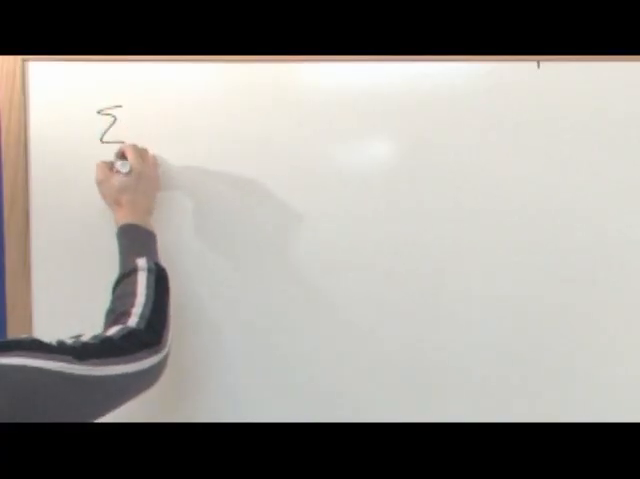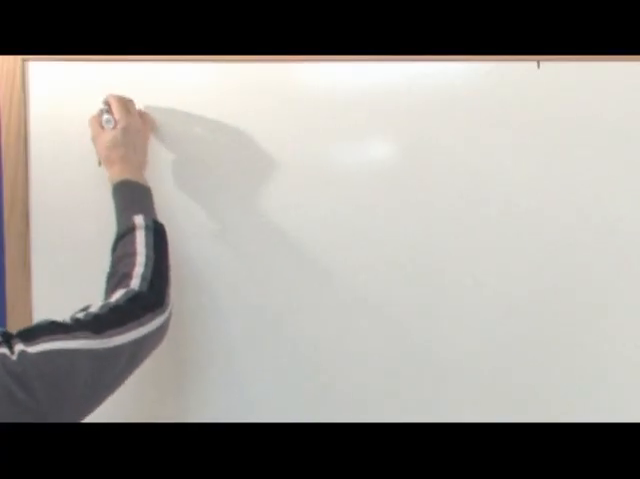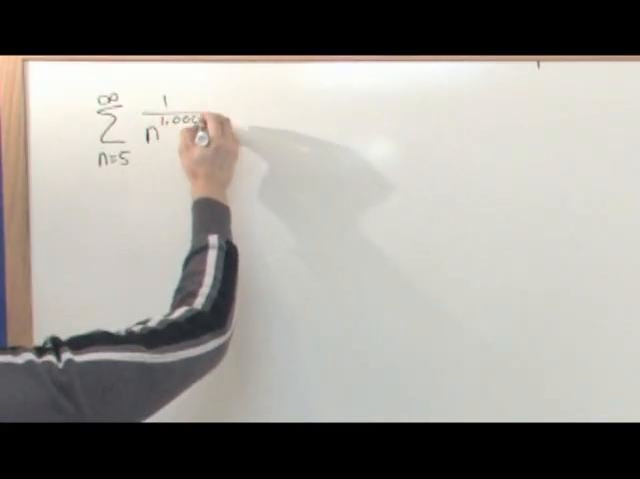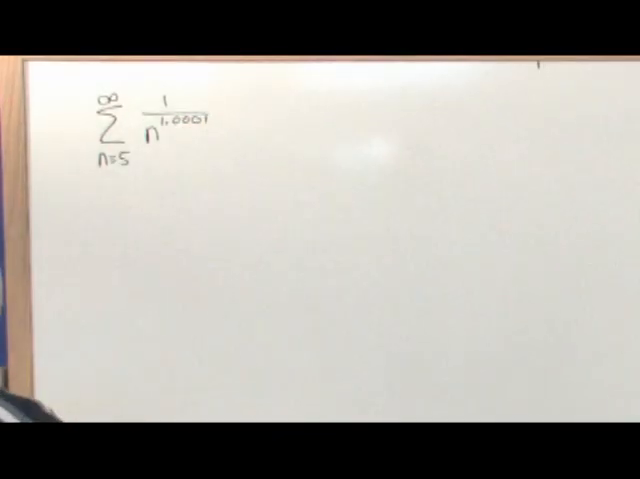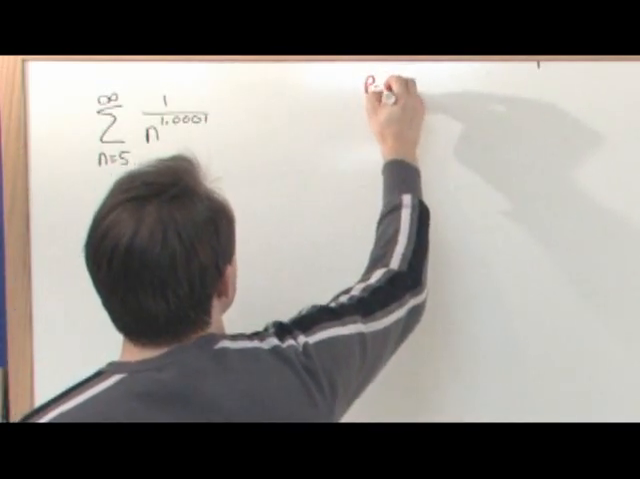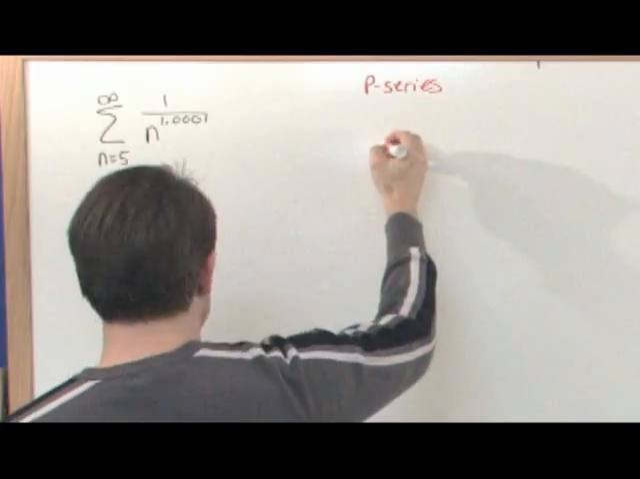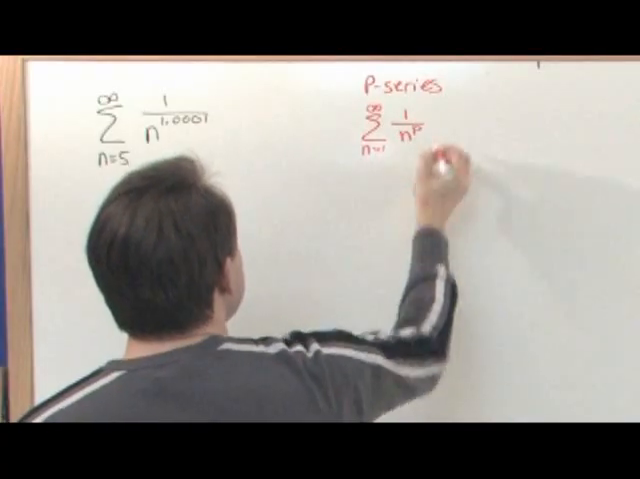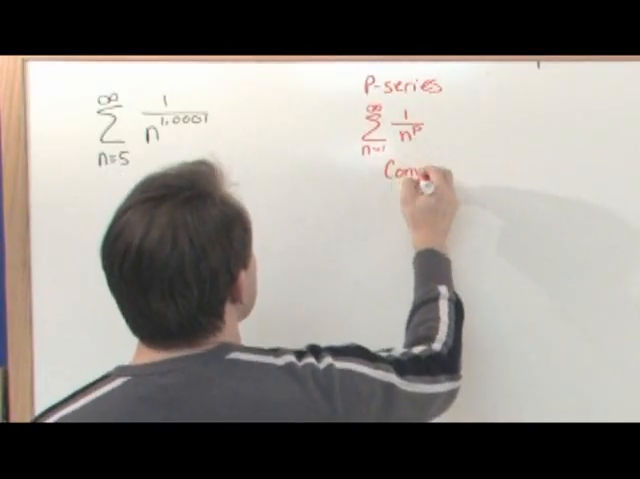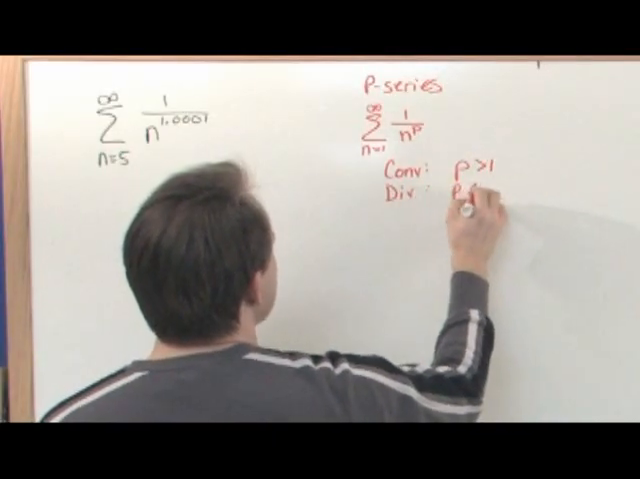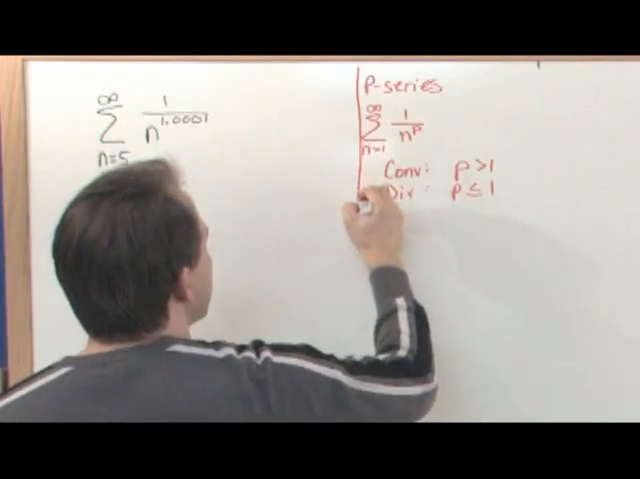Okay, the next problem is going to be the sum from n equals 5 to infinity of 1 over n to the 1.0001. That is my series. And we're going to be using the p series quite a bit in this section, so I'm going to write that down over here. The p series, for reference, is basically the sum from n equals 1 to infinity of 1 over n to the p, and it converges for p greater than 1, and it diverges for p less than or equal to 1. That's important, so I'm going to keep it up there for this section.